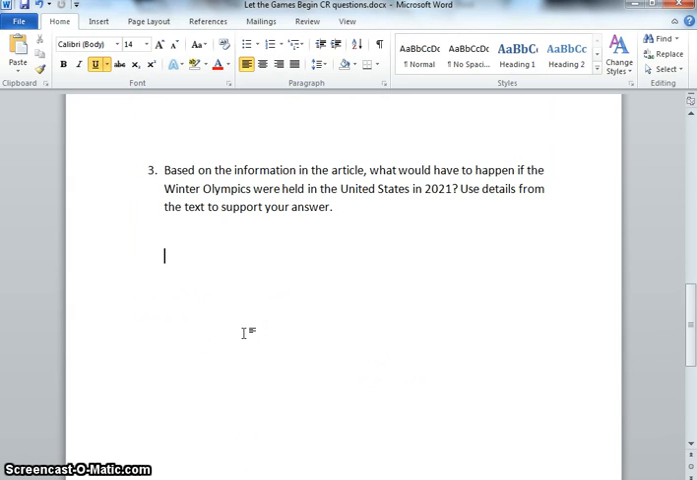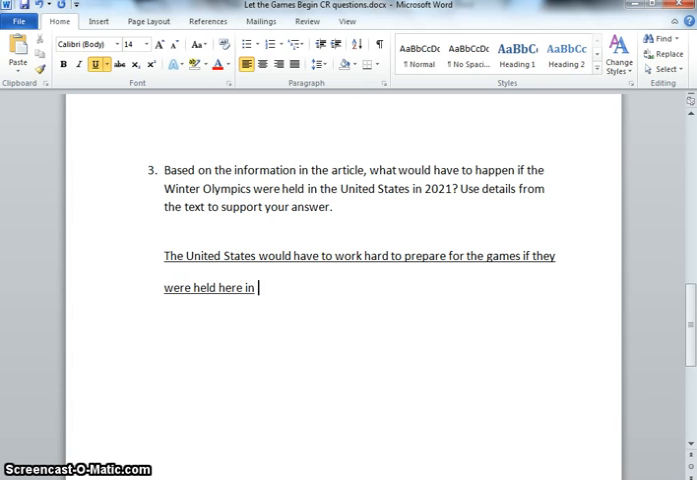This is my response. It says, the United States would have to work hard to prepare for the games if they were held here in 2021, just like they did in Sochi. I restated and answered my question, and I tied this information into the article that I read. Now let me give you details to support.